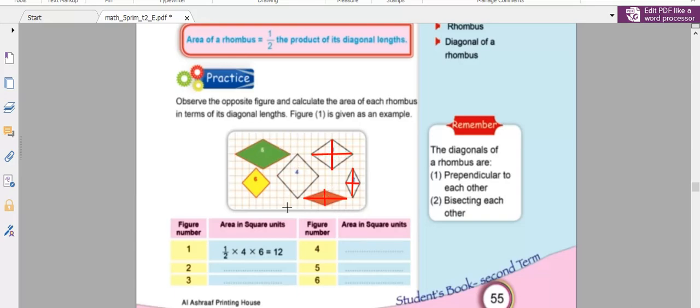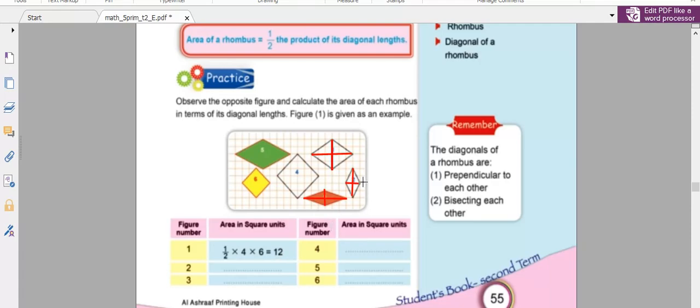Try the three others by yourself. And the first one, figure number one, we will apply the rule: area equals half times the diagonals. This one is 4. Let's count the units: 1, 2, 3, 4. The other diagonal, let's count the units: 1, 2, 3, 4, 5, 6. So the two diagonals are 4 and 6. So half times 4 times 6 equals 12 centimeters squared.